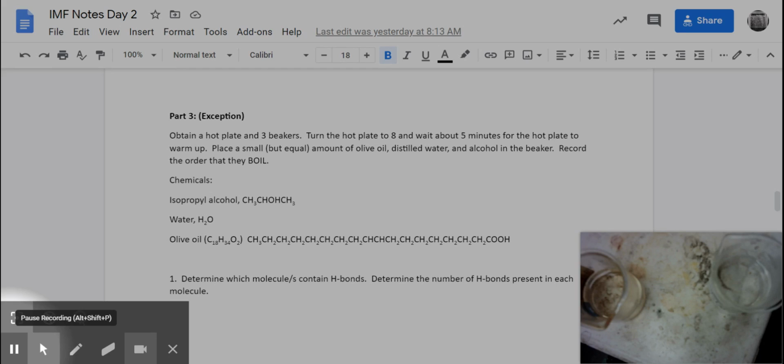I can hear boiling about to start to happen. That is going to be from water. So water is about to boil next. Water is now vigorously boiling, and the oil is doing nothing.